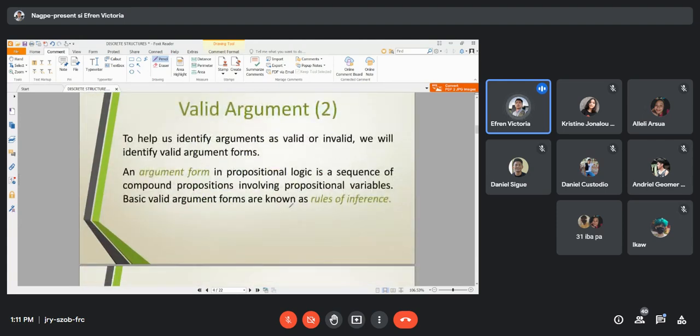So, to help us identify arguments as valid or invalid, we will identify valid argument forms. An argument form in propositional logic is a sequence of compound propositions involving propositional variables. For example, P, Q, R, S. So basic valid argument forms are known as rules of inference. So there are different argument forms na i-discuss dito.